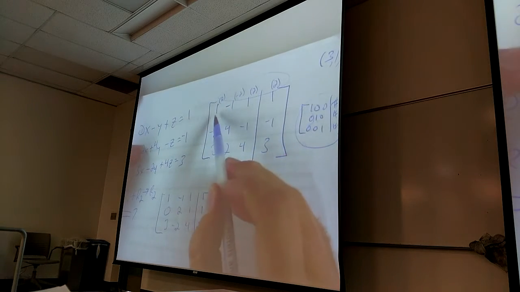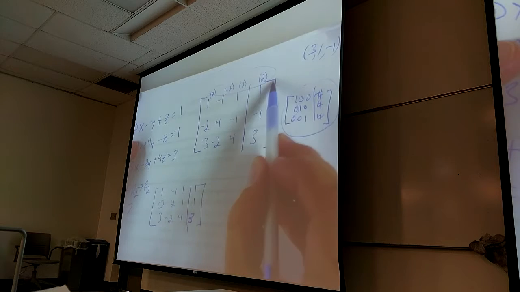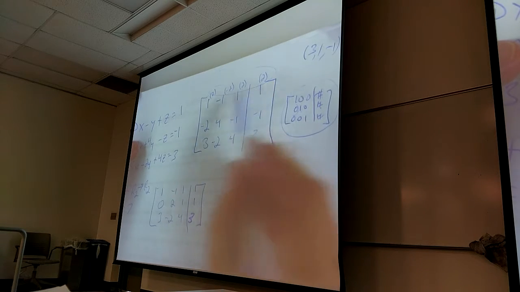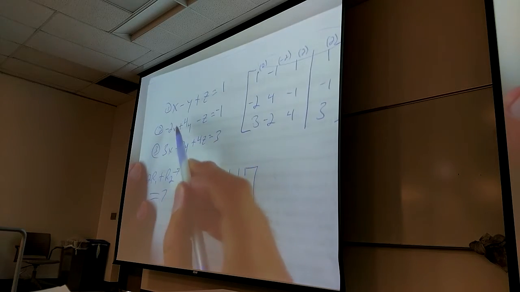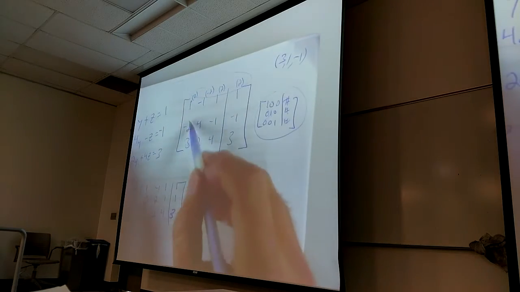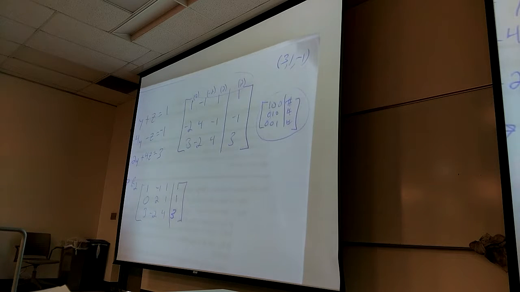Now, does everybody... Let me break this down piece by piece. Does everybody understand why I multiplied this first row by 2? Yeah. Because then if I add these rows together, which is equivalent to adding two equations together, I would make a 0 here, which is equivalent to killing a variable. Yes? Can I add row 1 to row 3 to kill y?